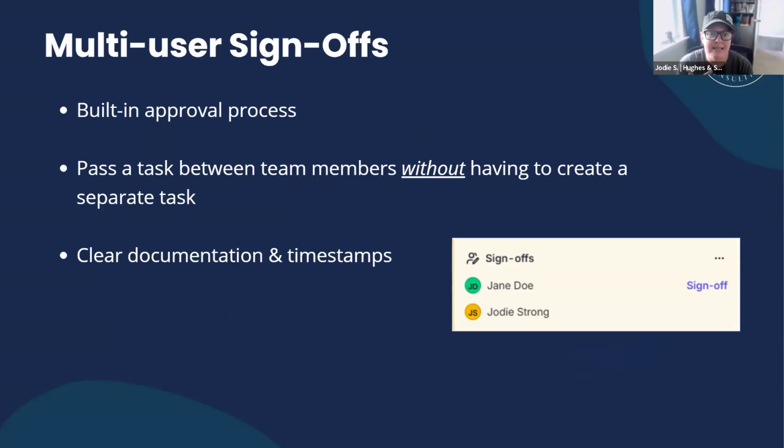So the multi-user sign-offs, this is a built-in approval process. It's a way that we can pass tasks between team members without having to create separate tasks. That's what we used to have to do: one task to complete the work, a second task to review that work, or we played around with task statuses. We had a bunch of workarounds. But this feature now allows you to have multiple people assigned, someone to do it, someone to review it, however you need to pass that back and forth. With that comes clear timestamps and documentation, so you can clearly see when each person approved or signed off on it to say it was complete.